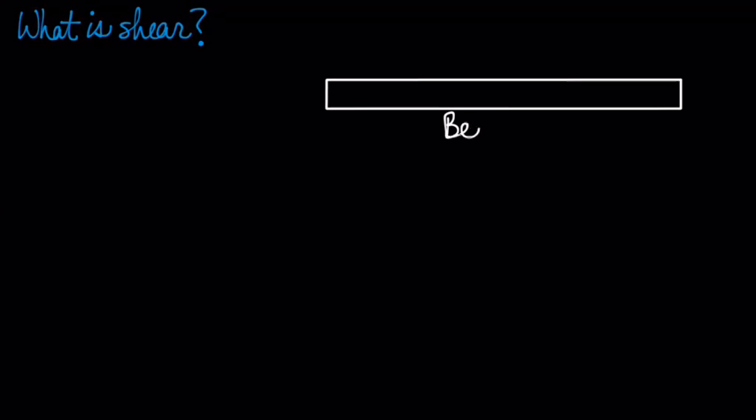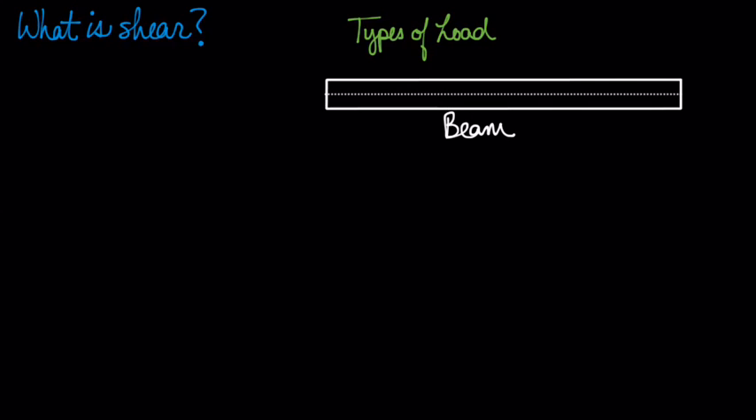What is shear? I want you to imagine a beam, and I've drawn the center axis of that beam. I'm going to talk about the types of load that we could put on that beam. If I were to grab one end of the beam and pull away, then I would be putting that beam under tension. But by contrast, if I were to grab that beam and push inwards, put an axial load into the beam, then I would be putting that beam under a compression load.